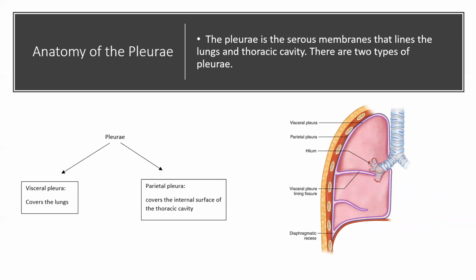As mentioned in the slide before, there are 2 types of pleura. The parietal pleura covers the internal surface of the thoracic cavity, and it is thicker than the visceral pleura. The visceral pleura covers the outer surface of the lungs, and it extends into the interlobular fissures. It's continuous with the parietal pleura at the hilum of each lung. The pleural cavity is the potential space between the 2 pleura. So the 2 pleura as in your visceral and your parietal pleura of the lungs.